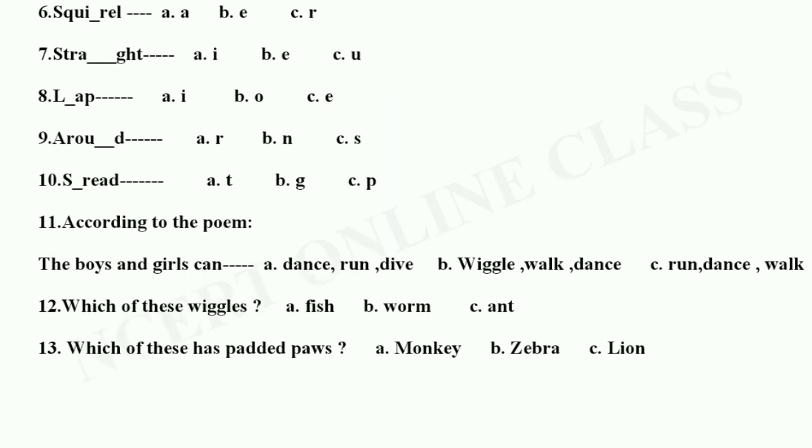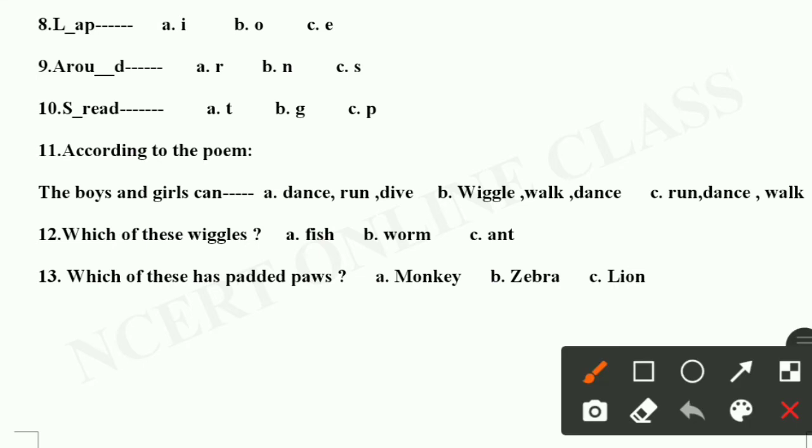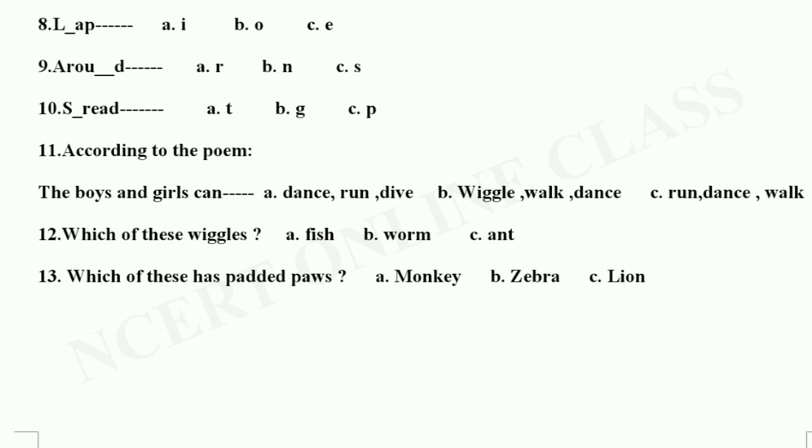Next, 11, according to the poem. According to the poem means you need to find out the correct answer from the poem. The boys and girls can. We know that boys and girls dance, run, dive. No, it is wrong, because according to the poem, man cannot dive. Wiggles, walk, dance. No. So the correct answer is option C. Run, dance and walk. So you need to tick option C here. Run, dance and walk. Okay.